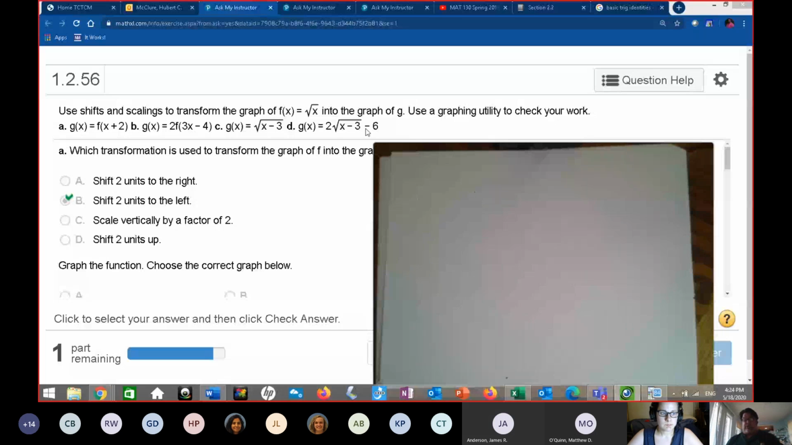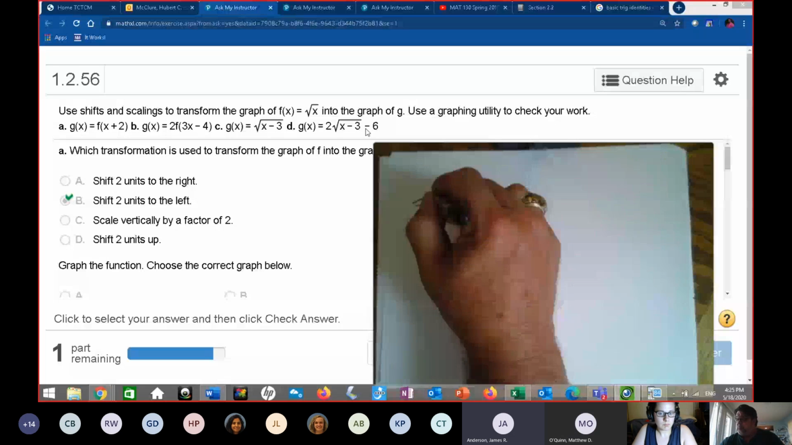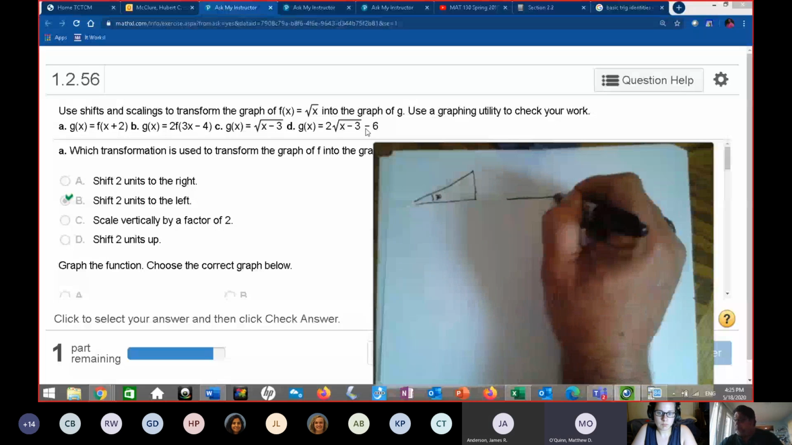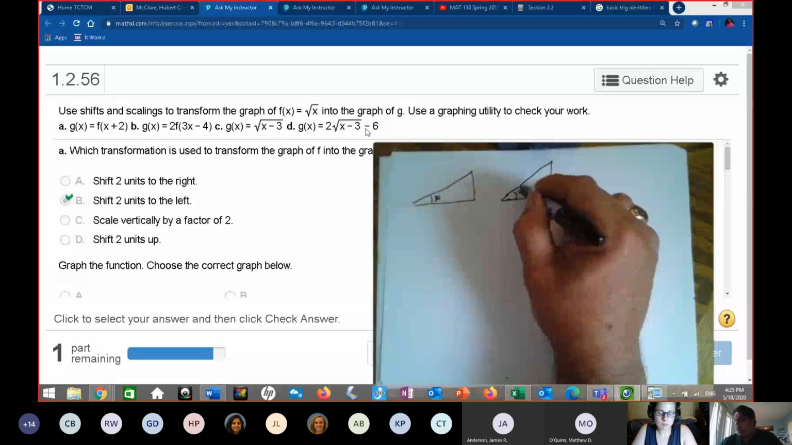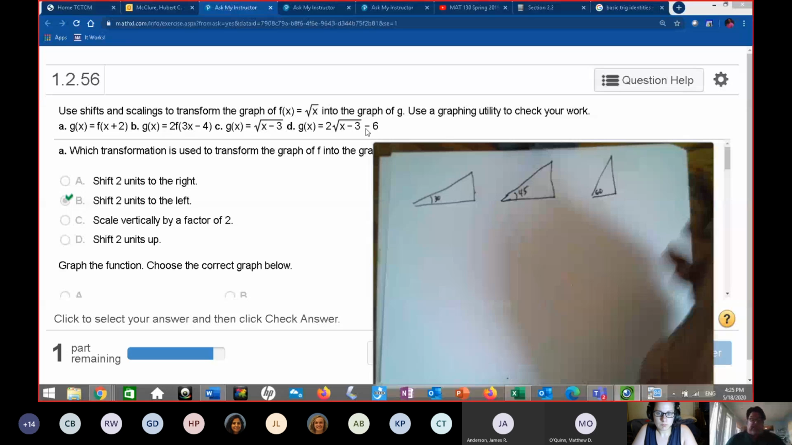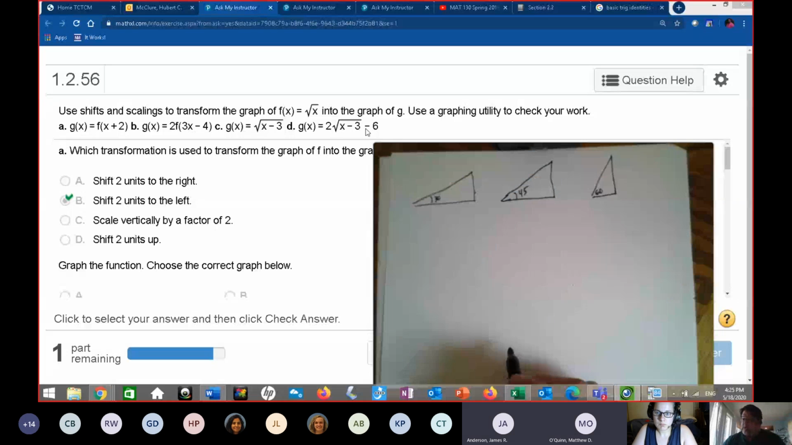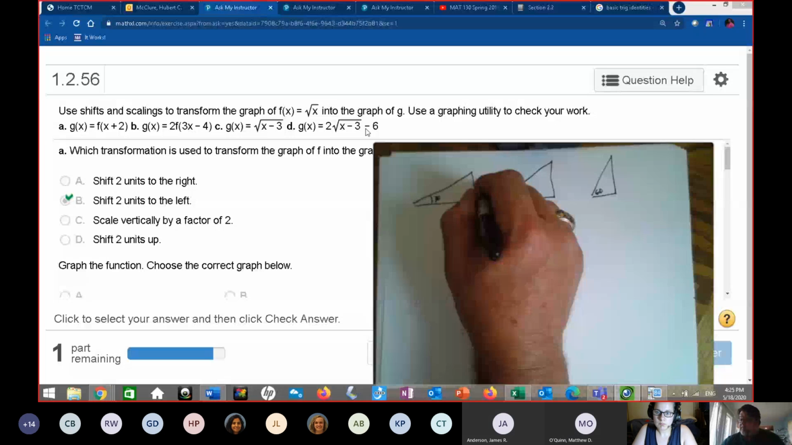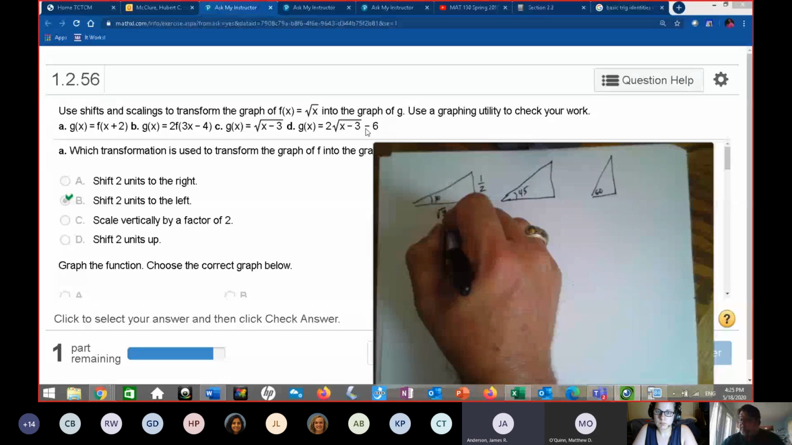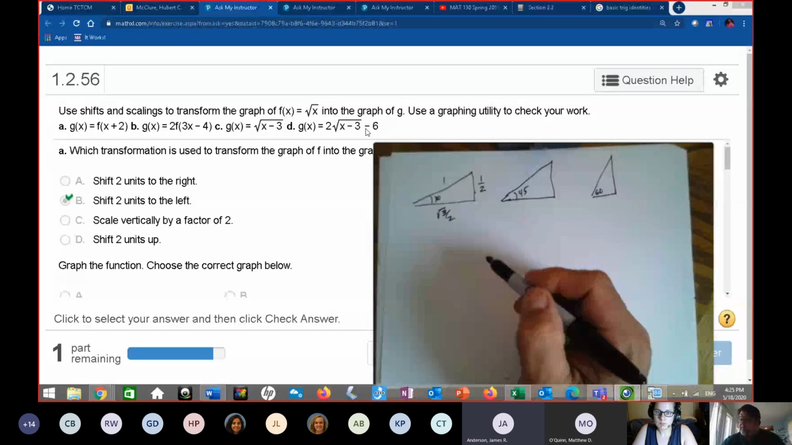I know I'm out of time, but I wanted to go over one thing right quick that you're going to have to know. And that one thing is your special angles. 30 degrees, 45 degrees, and 60 degrees. Okay? 1/2, square root of 3 over 2, 1, square root of 2 over 2.